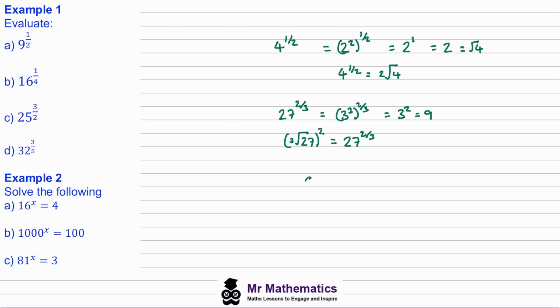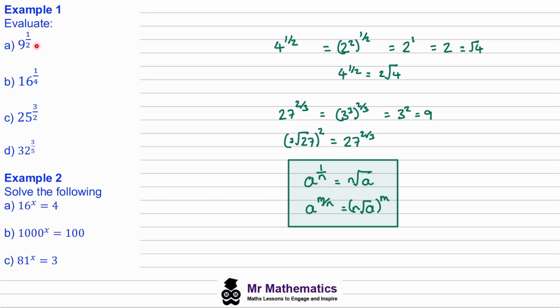If we have a base to a power of 1 over a number, let's say n, this will be exactly the same as the nth root of that base. Or if we have a base to a power of m over n, this will be the same as the base to the nth root raised to a power of m. And it is these two properties that we'll be using throughout this video.